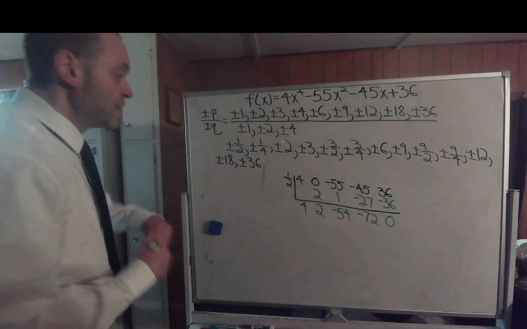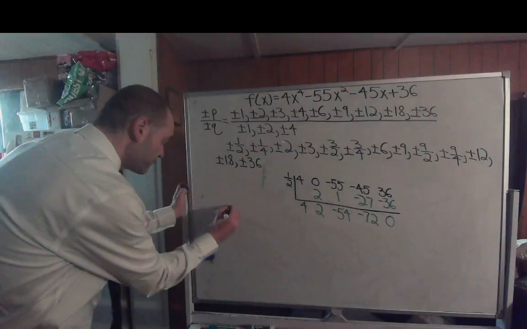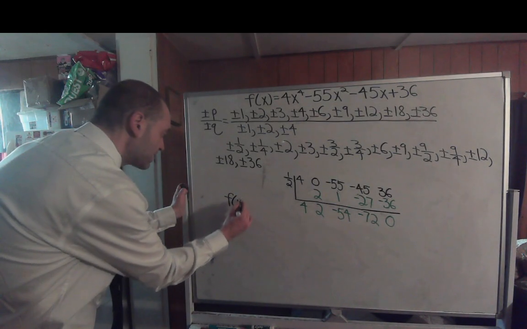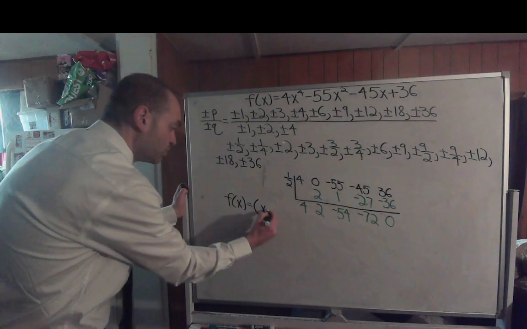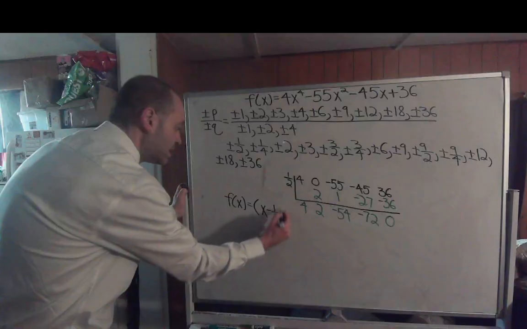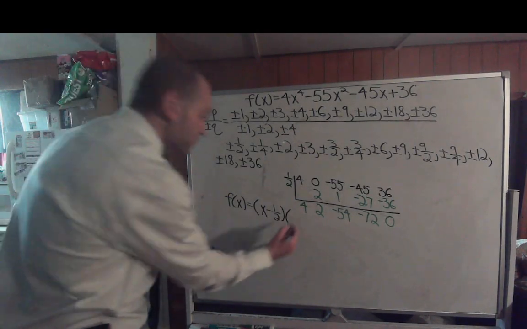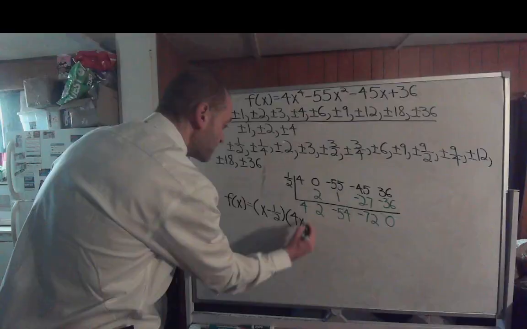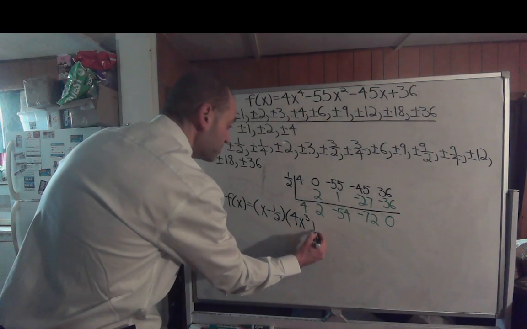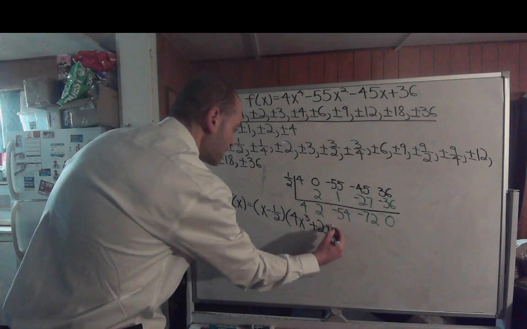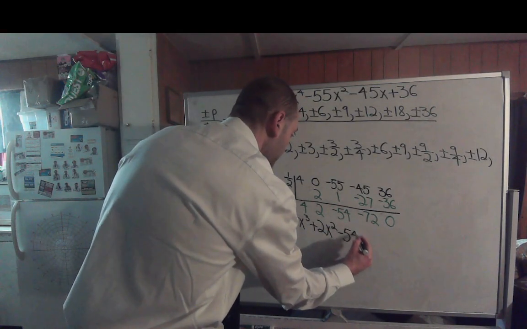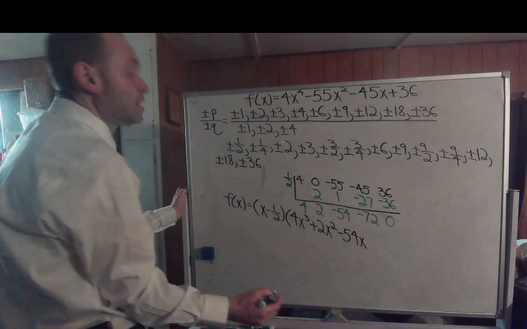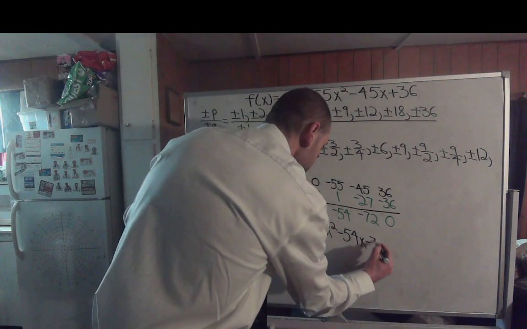So let's put this function in factored form. This would mean f of x equals the quantity of x minus 1/2 times the quantity of 4x to the third plus 2x squared minus 54x minus 72.